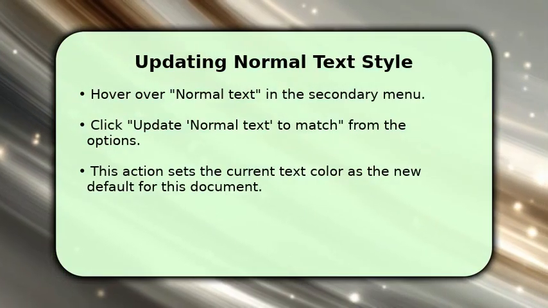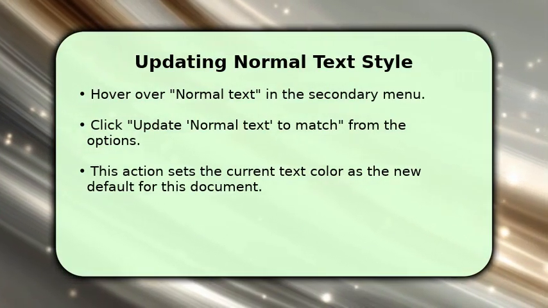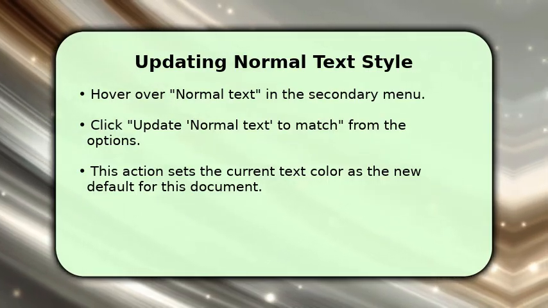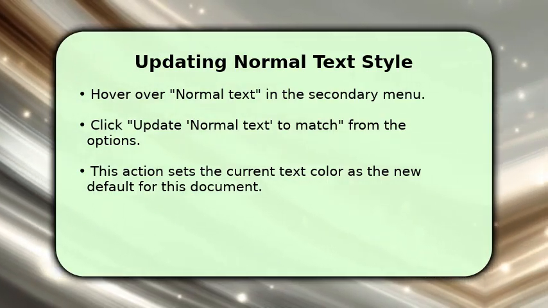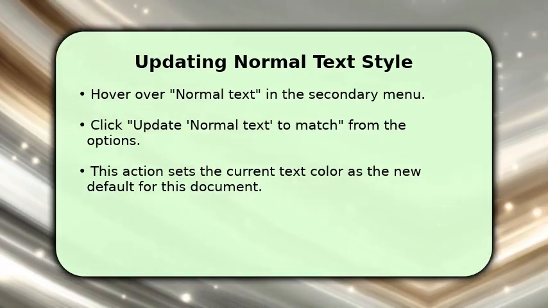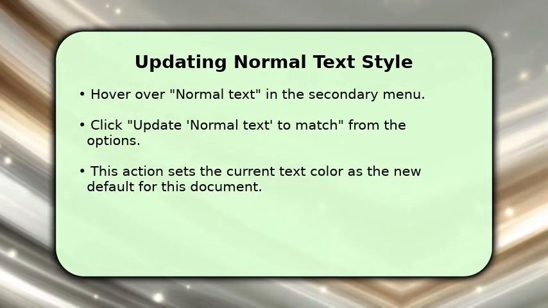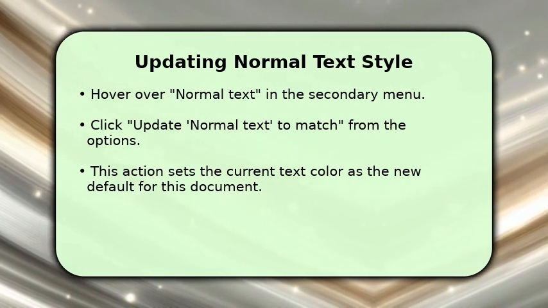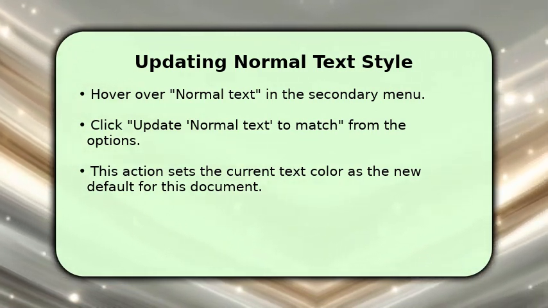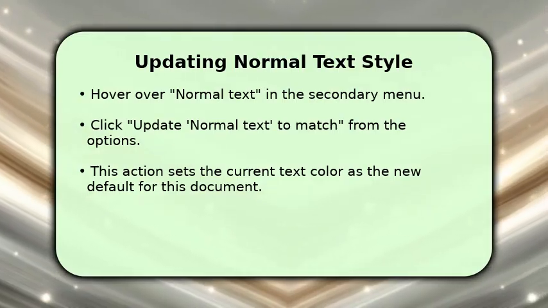Now, within the Paragraph Styles submenu, hover over Normal Text. A new option will appear: Update normal text to match. Click on this option. This crucial step tells Google Docs to recognize your selected color as the standard for all normal text within your current document. Any new text you type using the normal text style will now automatically appear in your chosen color.